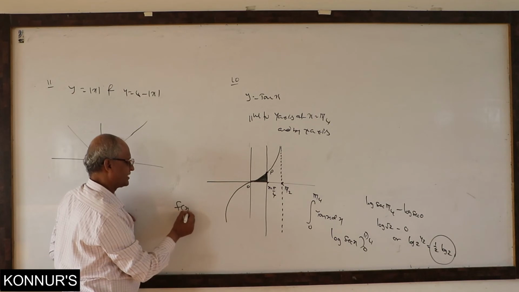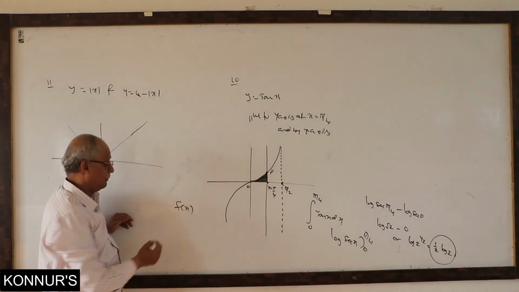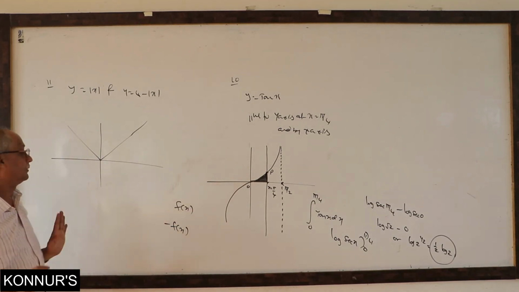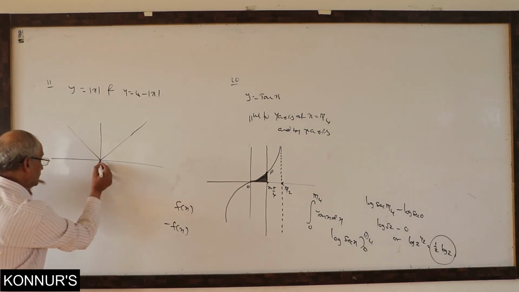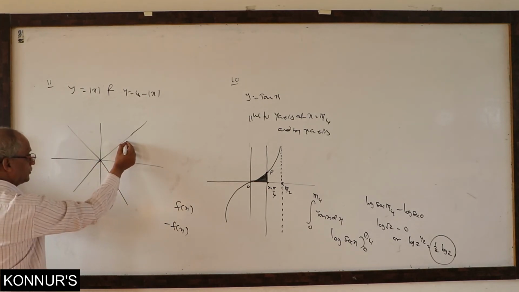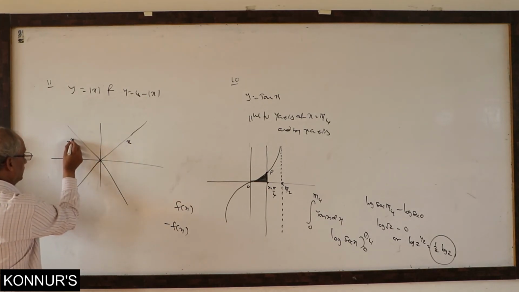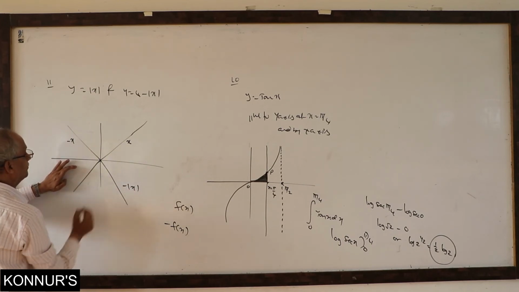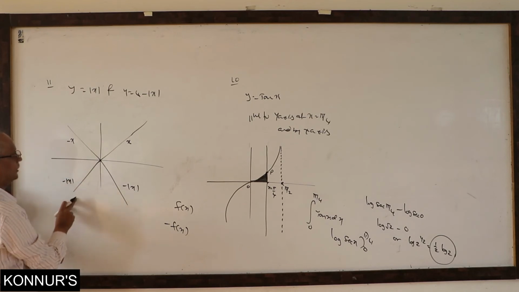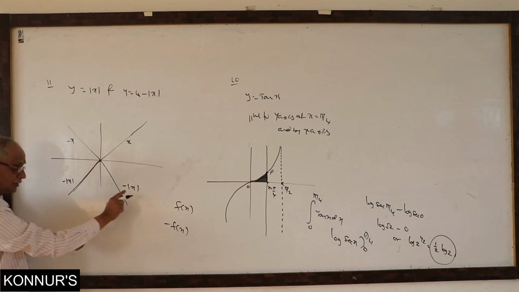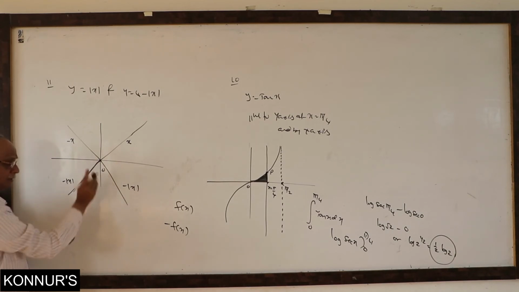You draw the f of x curve. Minus f of x is the image of f x with respect to the origin. Then where is minus mod x? This is minus mod x. This is positive, this is negative. This is minus mod x when x is positive, and minus mod x when x is negative. This is our answer. This is minus x only. Completed?